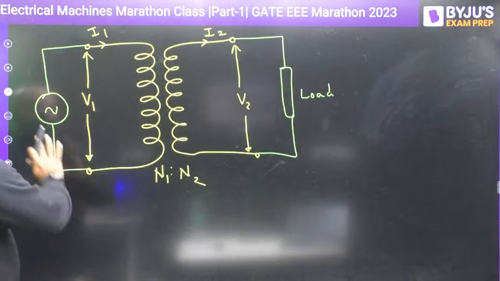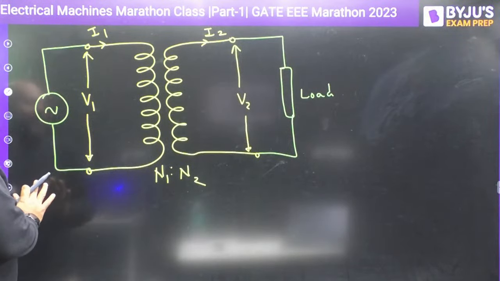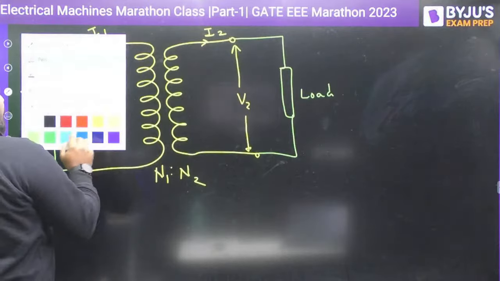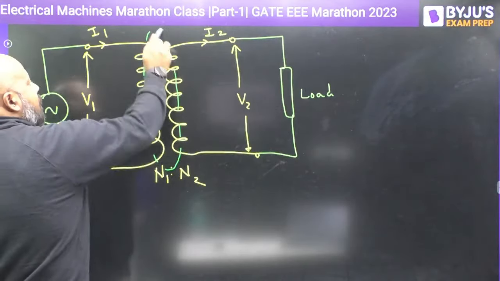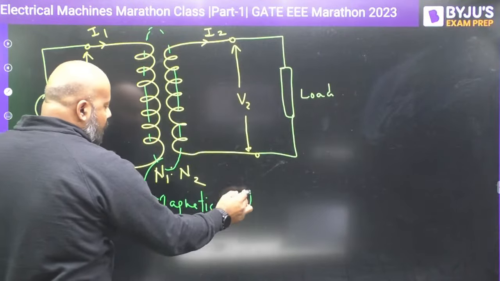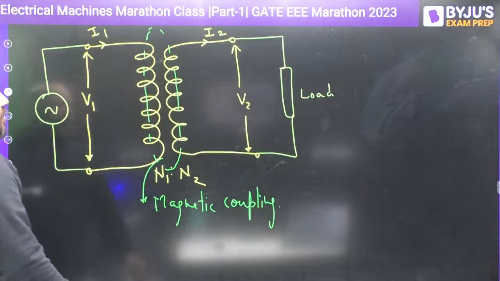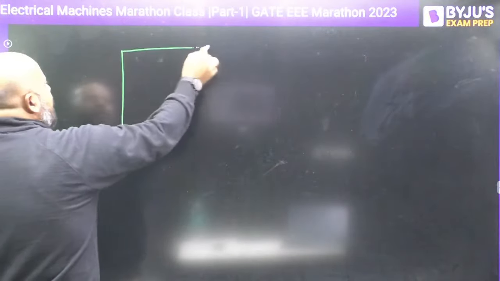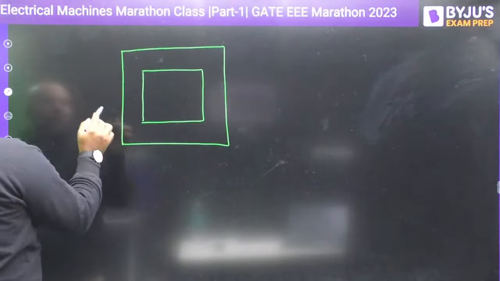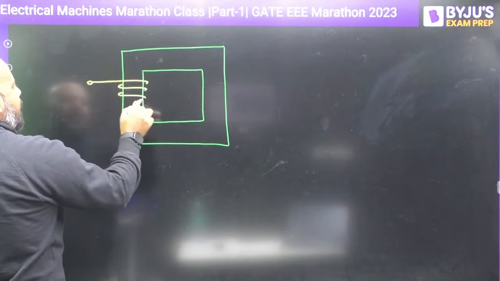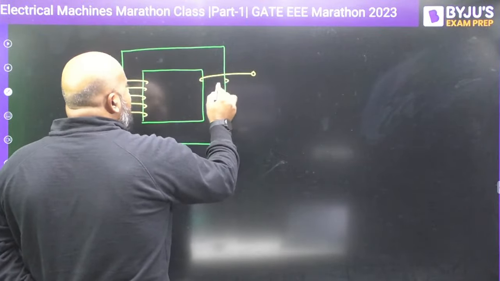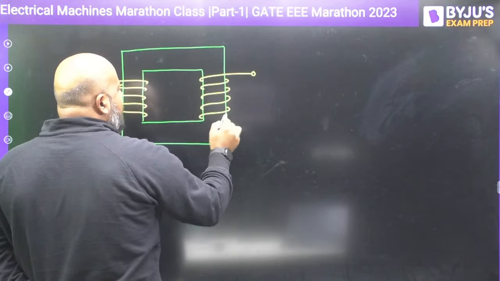Okay. How this source connected at one side or one terminal is going to deliver power to the load connected to the other terminal, that is possible because of the magnetic coupling between the primary and the secondary windings. For example, let us take this simple construction of the transformer. Suppose this is the source side or primary side, and this is the load side, or you can say secondary side.